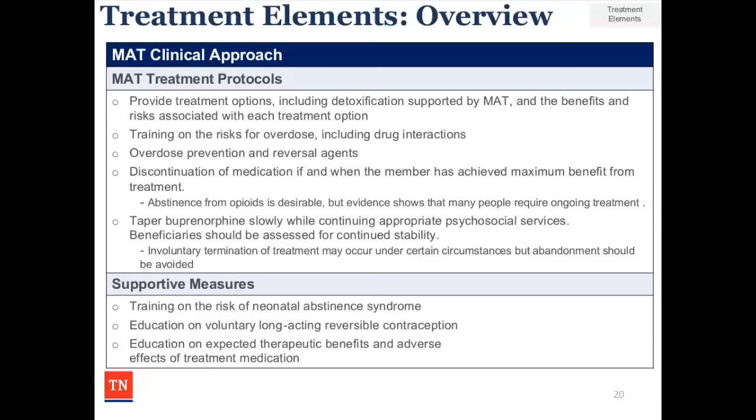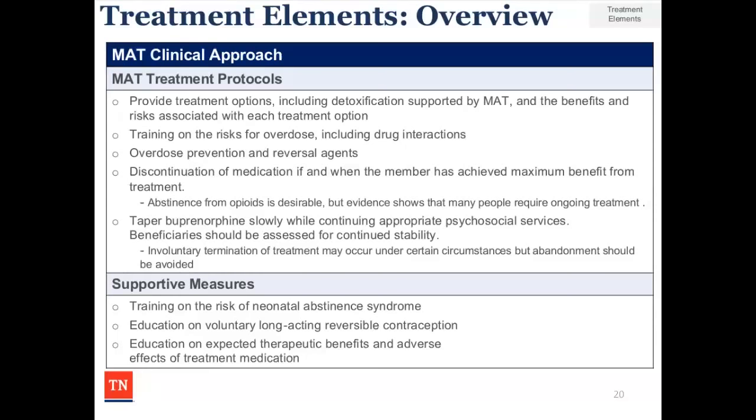Lastly, in the clinical section, we discuss buprenorphine tapering and how that should be avoided when inappropriate, how termination may or may not occur, and some guidance around that. There are also some additional wraparound supportive measures that we believe are important for our MAT providers to address, including the risk of neonatal abstinence syndrome, discussions around physical health benefits such as voluntary long-acting reversible contraception, and other expected therapeutic benefits and adverse effects of treatment medication.